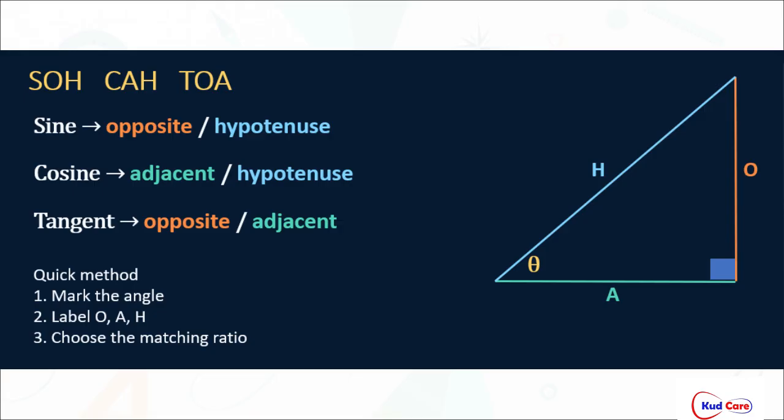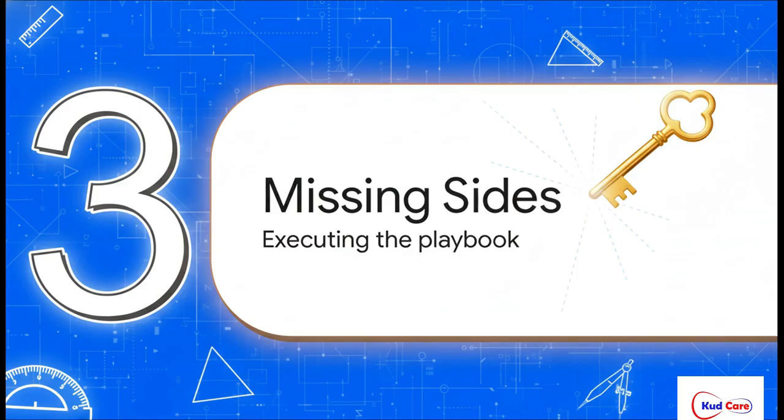SOH means sine equals opposite over hypotenuse. CAH means cosine equals adjacent over hypotenuse, and TOA means tangent equals opposite over adjacent. To figure out which ratio to use, you just ask yourself, which 2 sides does this question give me or ask me to find? If you've got the opposite and the hypotenuse, you use sine. It really is that straightforward. All right, let's put this into practice in section 3, solving for missing sides.